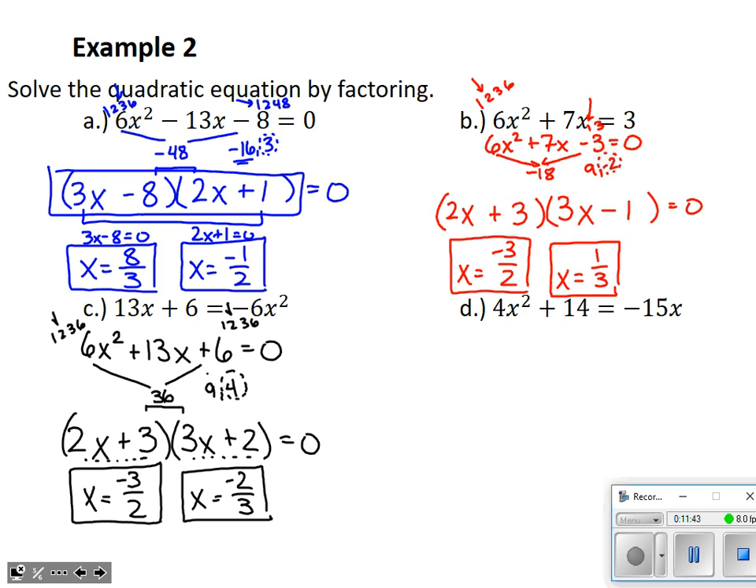Right. And finally, letter D. Again, we have to go through the effort to set that equal to 0 ourselves first. That means adding 15x to both sides, and be sure that that 15x goes in between the 4x squared and the 14. We need that standard form in order for this method to work. A times C is 56. What multiplies to be 56 and adds up to 15? Those magic numbers are 8 and 7.